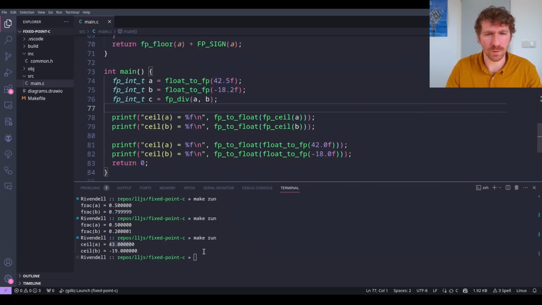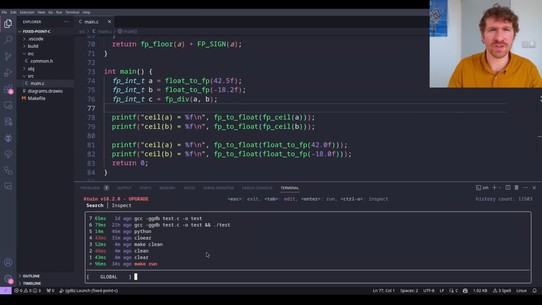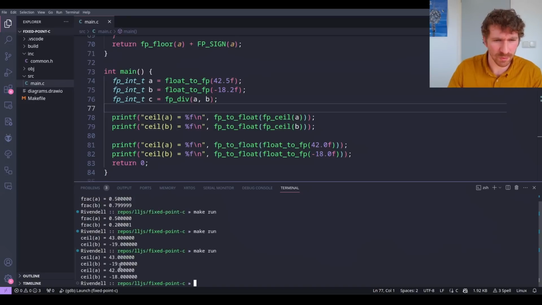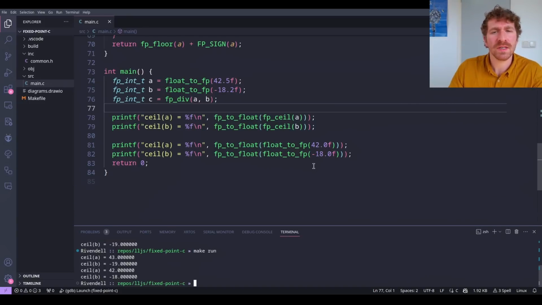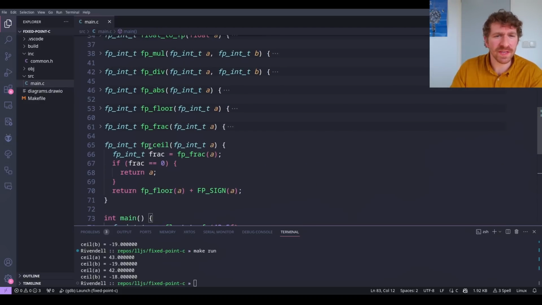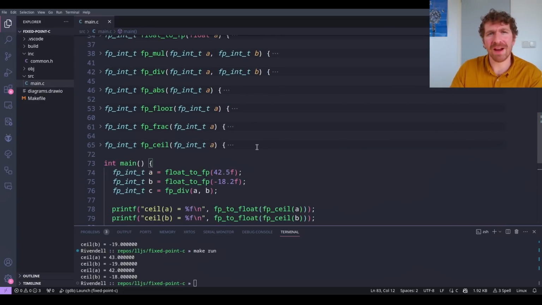Right? Because we don't want it to do any weird additions if we're already on a number. And yeah, that seems to work correctly. This is great. This is awesome. So the final thing that we have now is just the round operation.